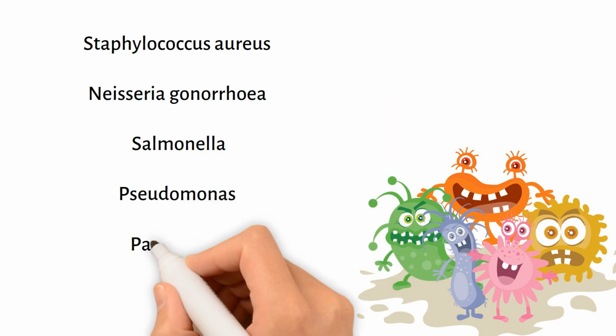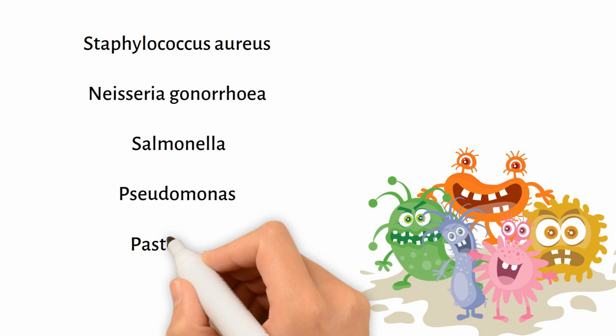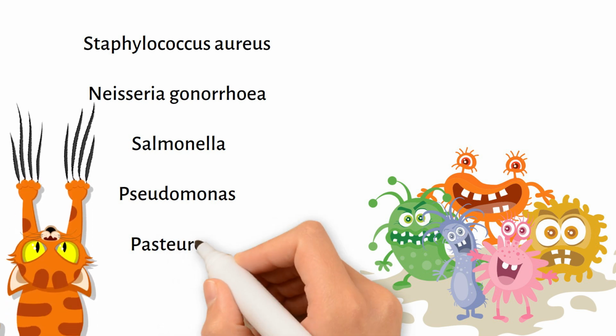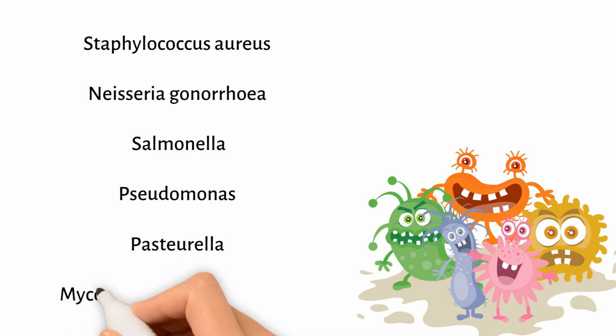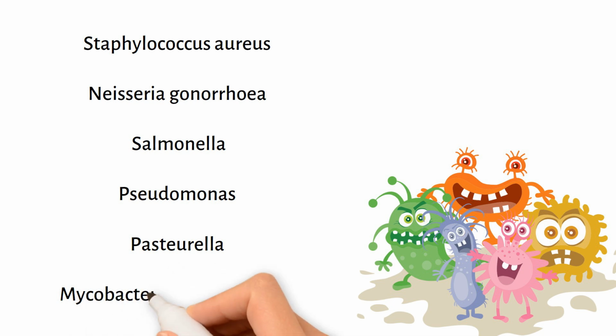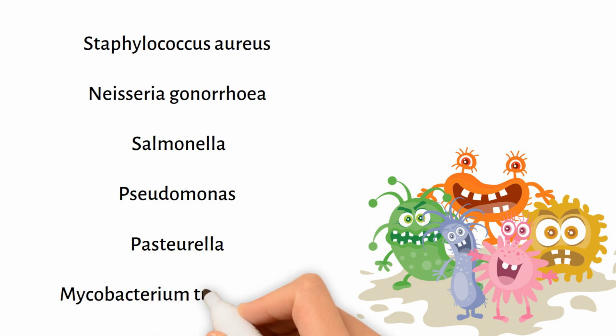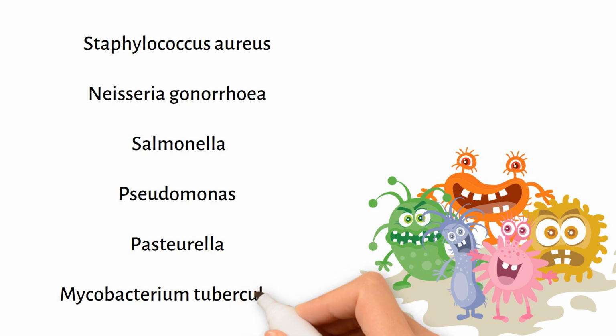Pasteurella is an important cause, especially in patients who have been exposed to a dog or cat bite, because it can cause osteomyelitis. Another important causative agent is Mycobacterium tuberculosis, and when TB involves the bone, it classically involves the lumbar vertebra, and that is what we call Pott's disease.